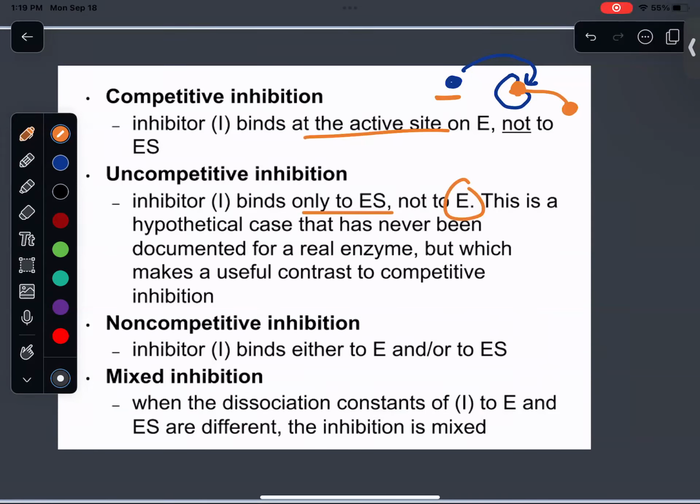So in competitive, we're binding to the enzyme. This is our enzyme. In uncompetitive, we have the enzyme here. Substrate that was over here. The substrate is going to come in and bind. Now we have the enzyme substrate complex, as it should be.